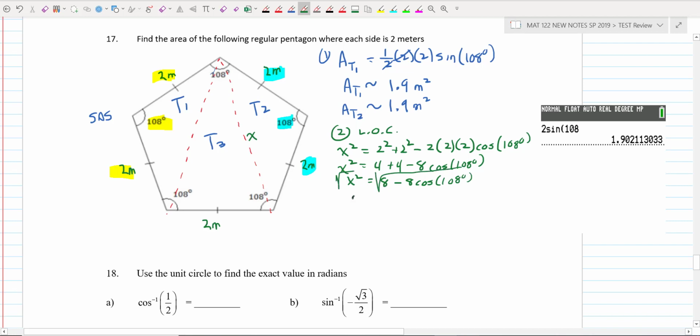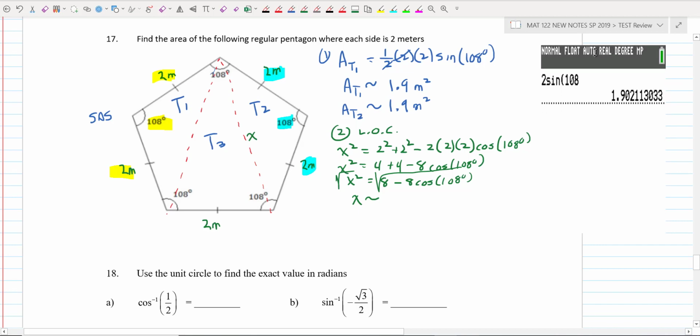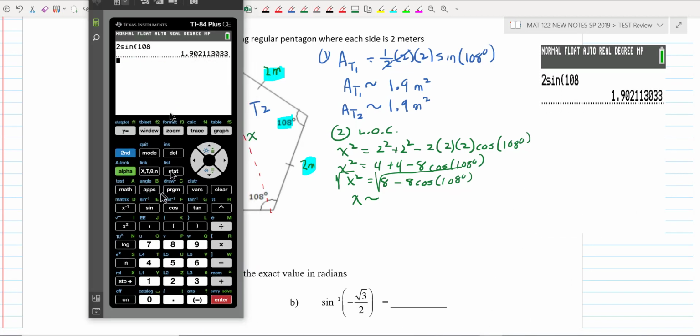Okay, so we'll get what x is by using law of cosines. If I do this, you can just put this in your calculator in one step if you want to. If we go square root of 8 minus 8 cosine 108 degrees, then that will give the length of that side.